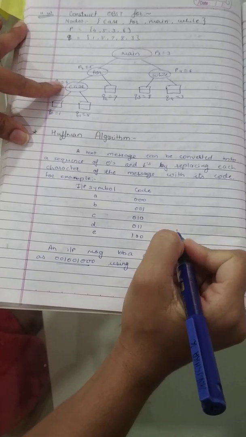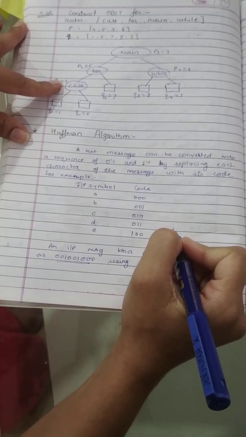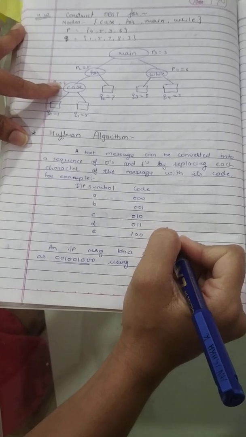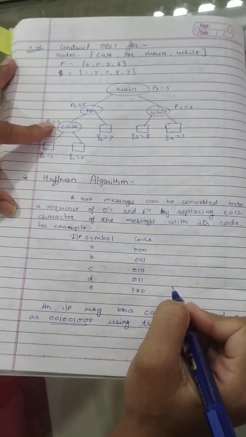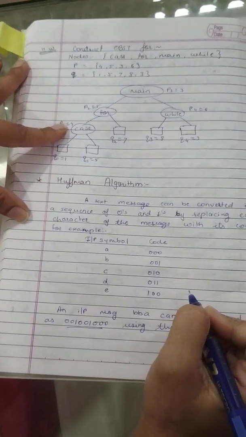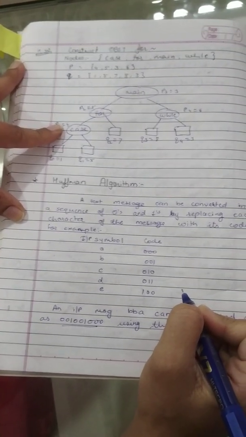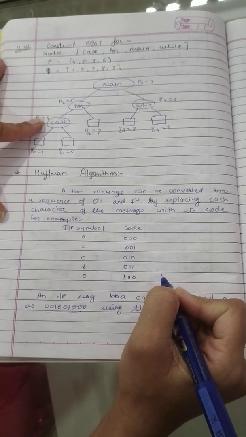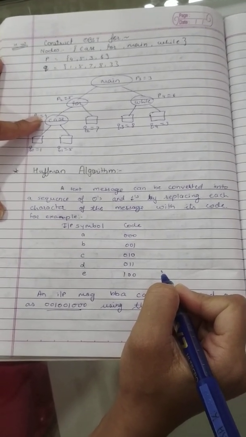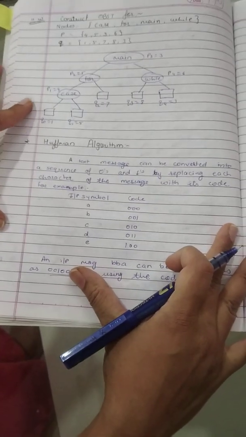Before this, we have seen the OBST, that is Optimal Binary Search Tree concept, and the example on Optimal Binary Search Tree. Today, we will see the Huffman algorithm. In that, a text message can be converted into a sequence of zeros and ones by replacing each character of the message with its code. We will see one example for this.